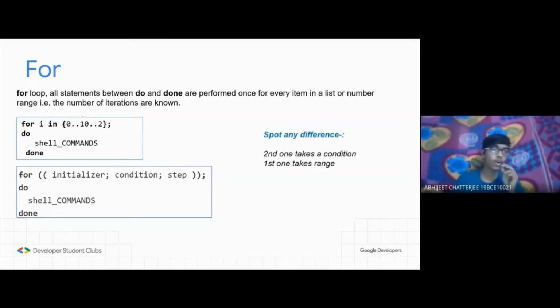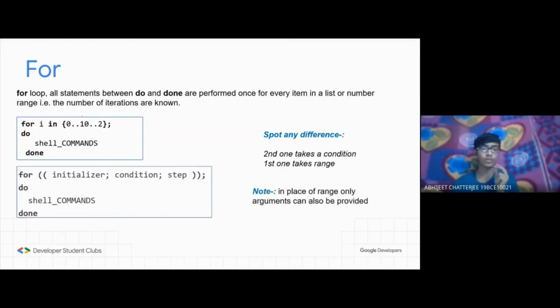But the for condition can also be used in a different way, using the double brackets, similar to a C++ or Java program, using the initializer, condition, and step, and then specifying the commands to repeat in the do and done part. The second one takes a condition for the input, while the first one takes a range. That's the difference in both the syntaxes which we are shown for the for loop. In place of a range, only arguments can be provided. As for the conditions, it can be anything which we use typically.